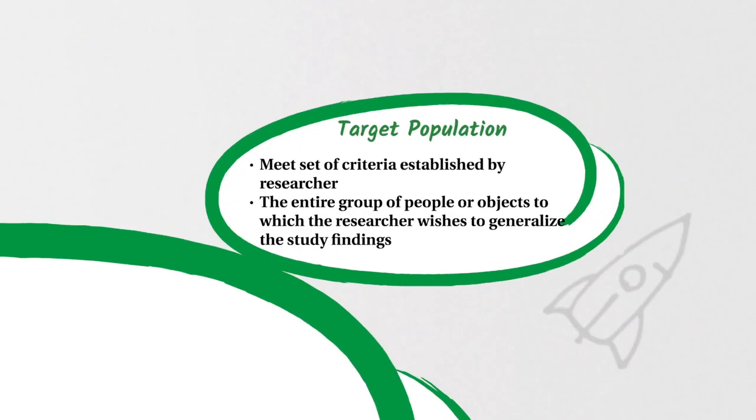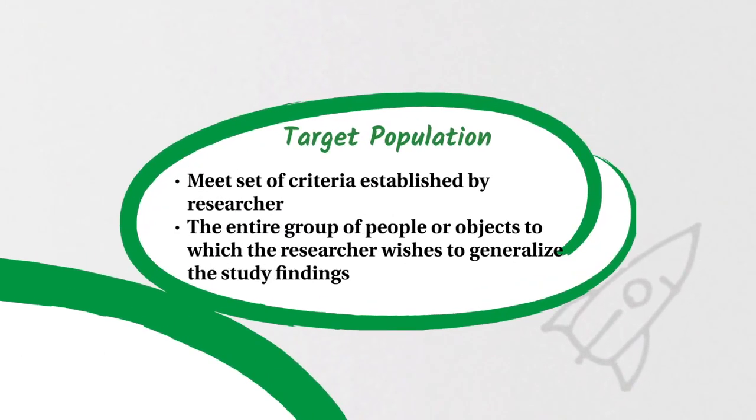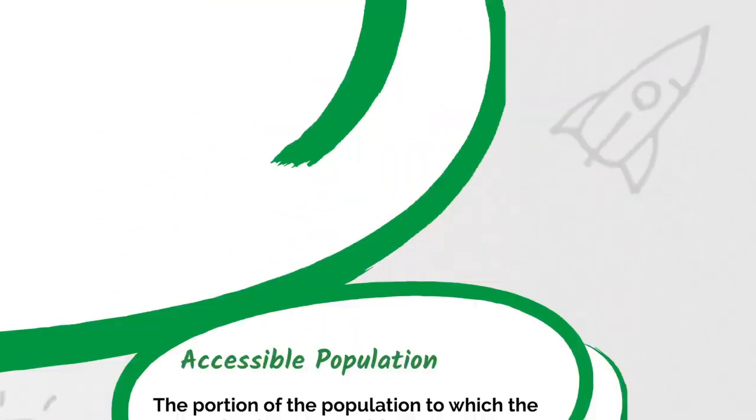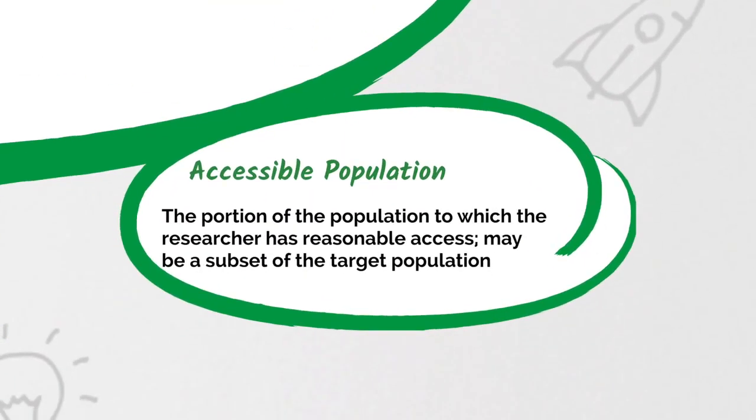First of all, target population. Population which meets a set of criteria that is established by the researcher is the target population. The entire group of people or objects to which the researcher wishes to generalize the study findings is the target population. Now let's talk about accessible population.